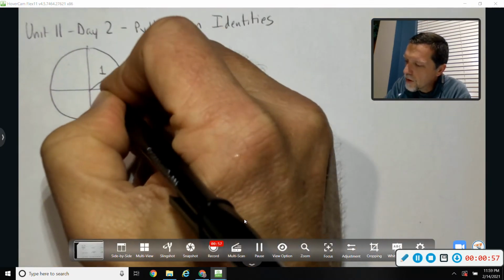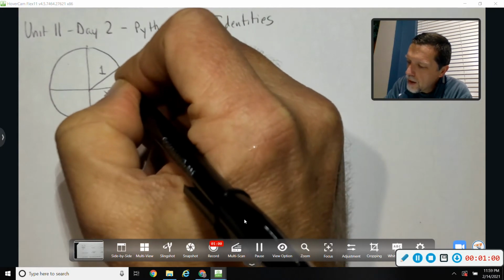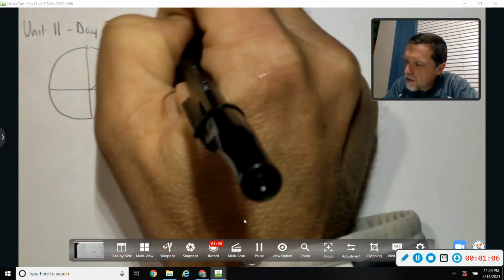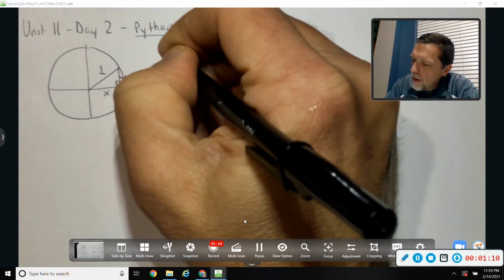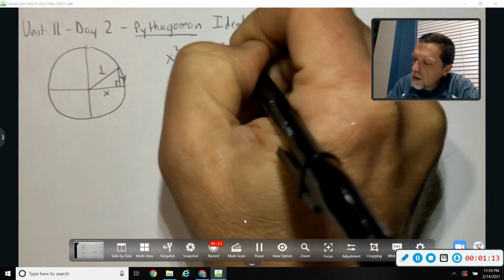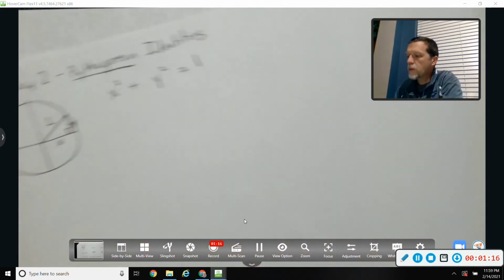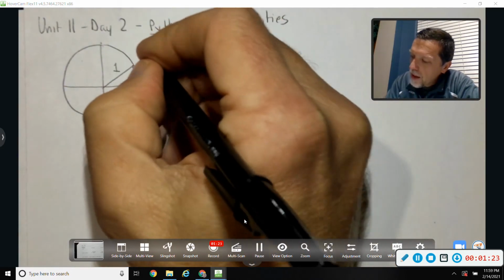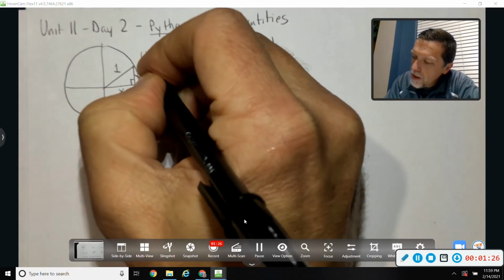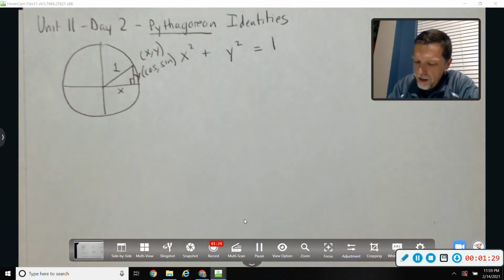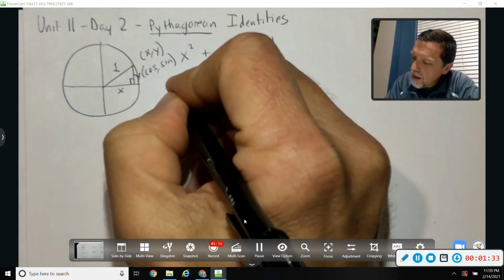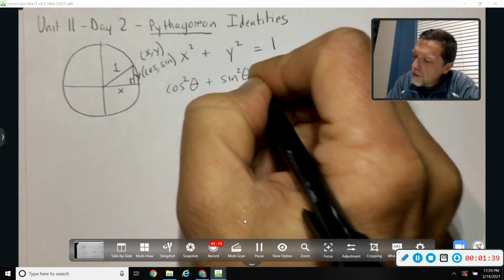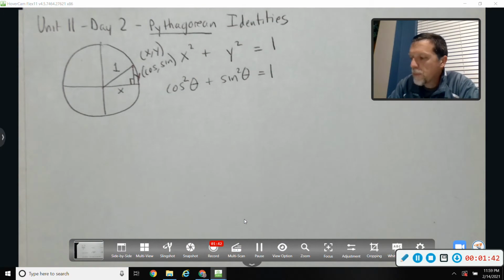And remember that this was x and this was y. And based on the little triangle there, and the fact that I just called this the Pythagorean identity, x squared plus y squared equals 1, because that's the Pythagorean theorem. a squared plus b squared equals c squared. But for the unit circle, we might remember that x comma y was also cosine comma sine. So this means that x is cosine squared of whatever the angle is plus sine squared of whatever the angle is equals 1. That's a trig identity.